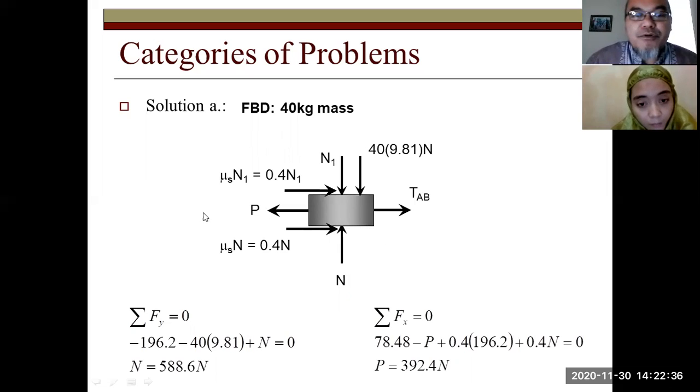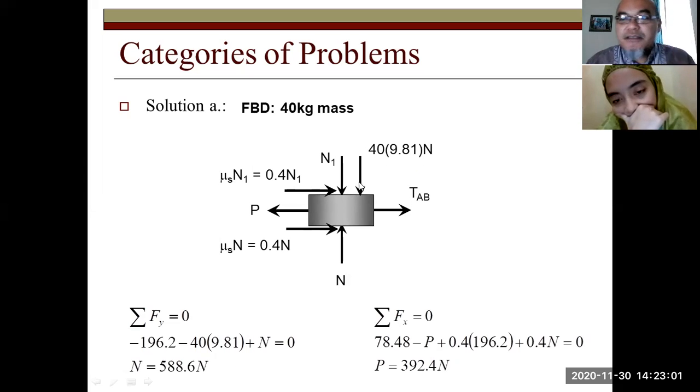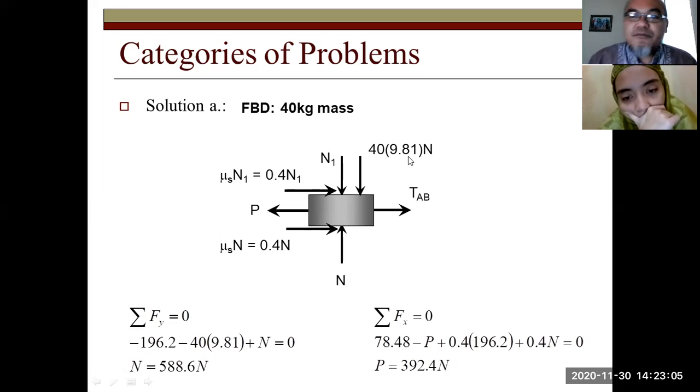Then we go to the second mass below it, mass B. It is being pulled to the left by the force P, but it is being pulled to the right by the reaction force coming from the cable AB, TAB. There is this N1: remember that if mass B is pushing mass A by N1, then mass A is also pushing mass B with N1. And the weight of mass B itself is 40 kilogram times 9.81.